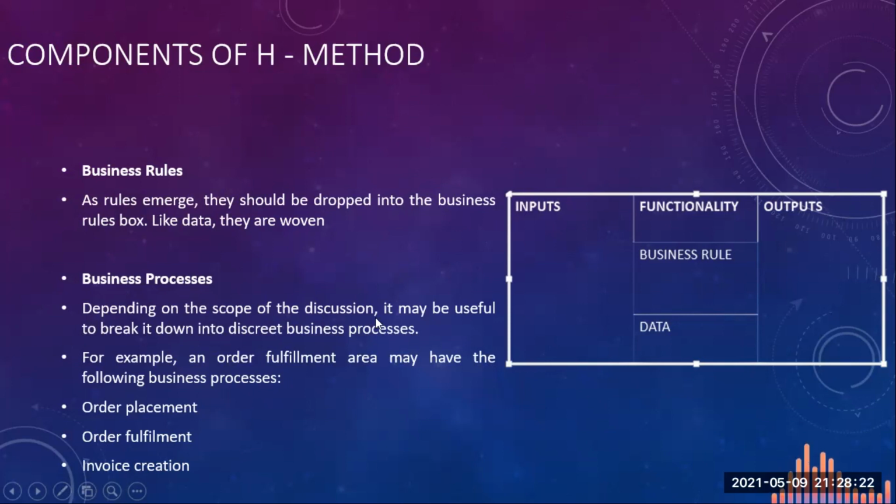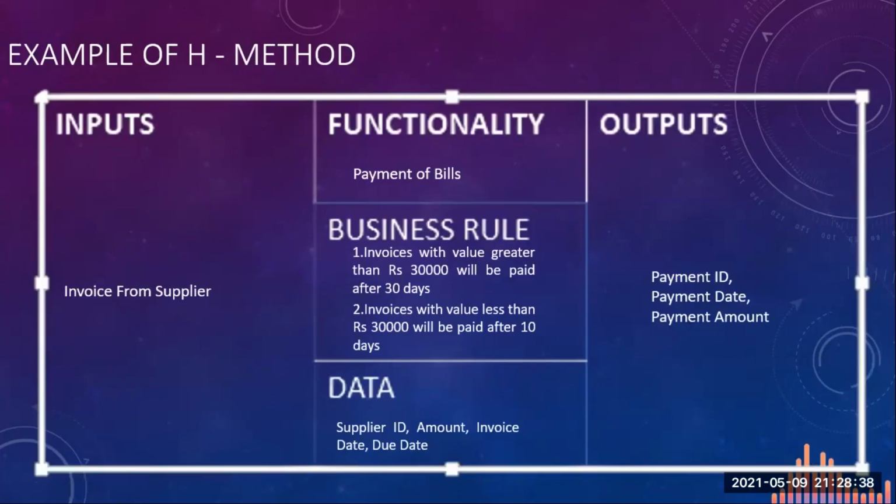Depending upon the scope of the decision, it may be useful to break it down into discrete business processes. For example, an order fulfillment area may have the following business processes: order placement, order fulfillment, and invoice creation. Let us look at the example in which we capture data in H method. Now, let us say we have a simple process where a supplier submits an invoice, somebody checks the invoice and pays the amount due.